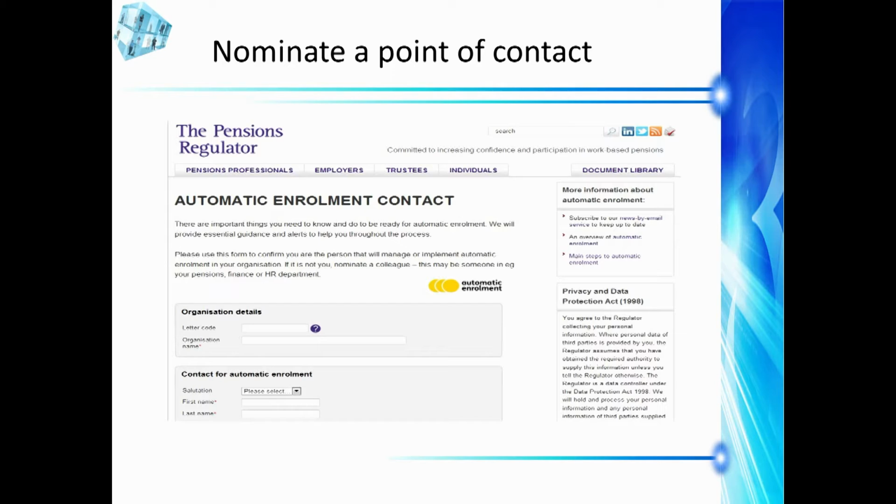The advantage of doing this is that the pensions regulator will give you countdown emails. So when, for instance, you're 9 months out from your staging date, they will give you certain bits of information. When you're 6 months out, they'll give you additional information, and when you're 3 months out, they'll give you more information. So in other words, it's a prompt to you as to where you should be within the auto-enrolment process.